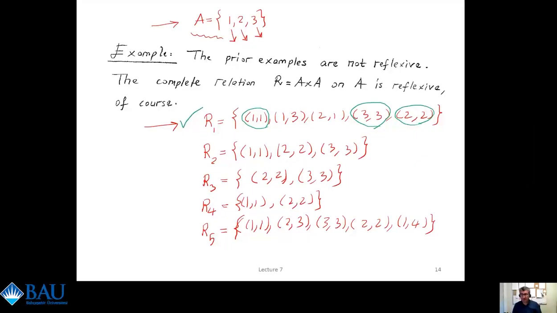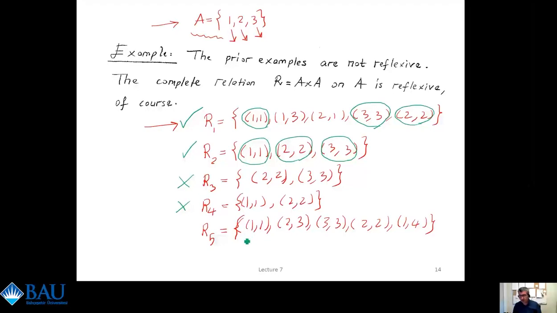R2, is that reflexive? Again, 1, 1, 2, 2, 3, 3. Yes, we have all of them. Therefore, it's reflexive. R3, we do not have a 1, 1. Therefore, it's not reflexive. R4, we do not have a 3, 3. So it's not reflexive. Now about the R5. Is that reflexive?